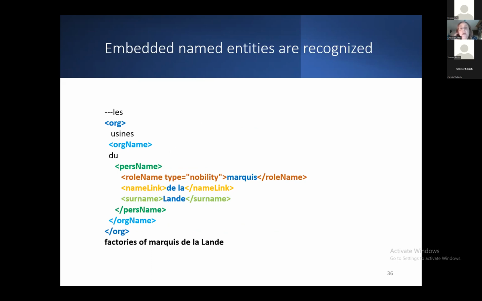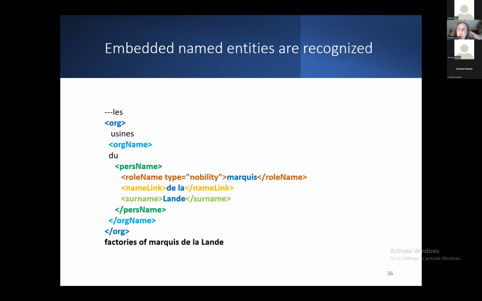With this, we can obtain embedded named entities, and they are recognized. For instance, this is from one French text from the French collection that recognizes one organization, and it starts with usine.